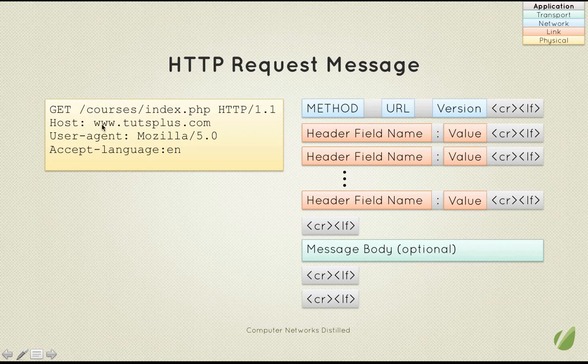the first, which specifies the host to which this message is addressed. In this case, TutsPlus.com. Header lines take the form header field name, colon, value. Each line ends with a carriage return line feed, and that's what these two characters mean. After this series of header lines, we actually have the message body, which is optional. We may or may not send information in the body of the message. This wouldn't be normal on an HTTP GET message. Notice that an HTTP request message ends with two carriage return line feeds. So the symbol, the flag that means this is the end of an HTTP message is a double carriage return line feed.